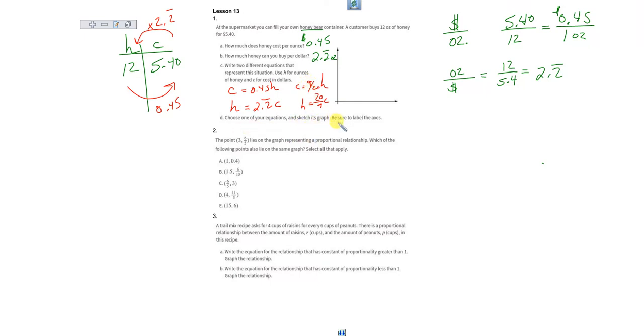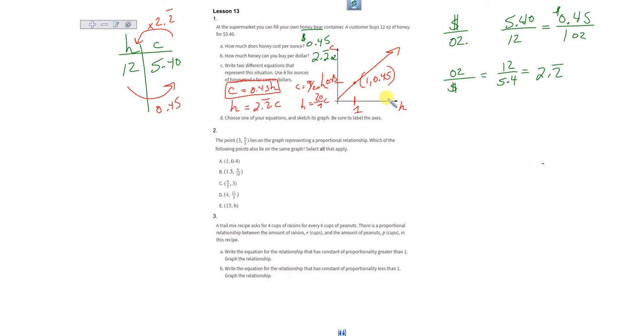Choose one of your equations and sketch its graph. Ooh, choice. I am going to choose this one right here. So H and C. I'm going to have honey over here, and cost over here. If I buy one of honey, and I put a 1 there, that would cost me 45 cents. So that dot would be there, at 1, 0.45. And so my graph would look like that. There's a sketch of it.